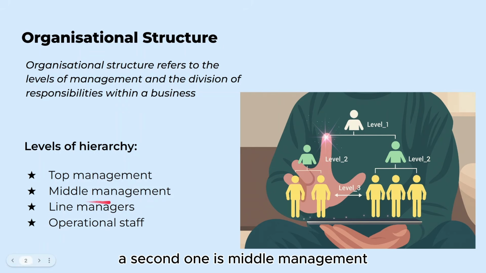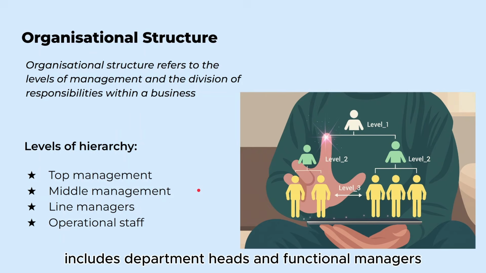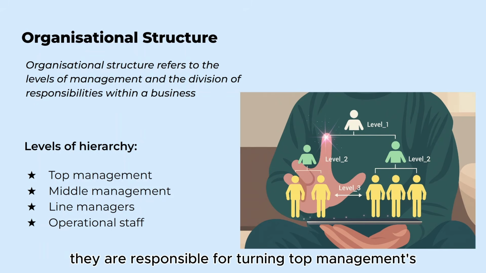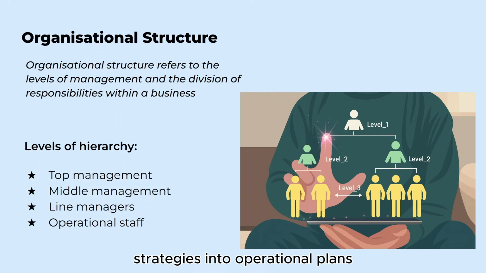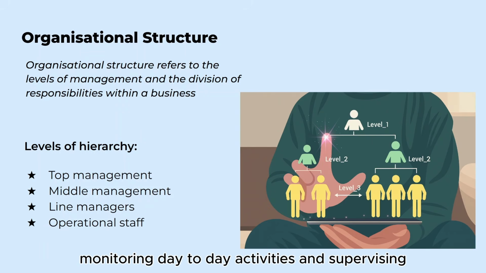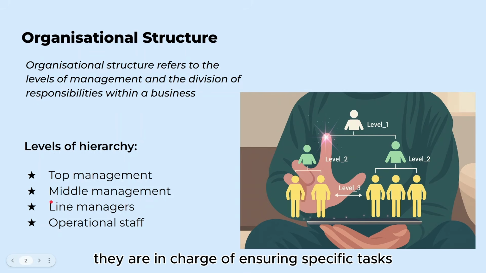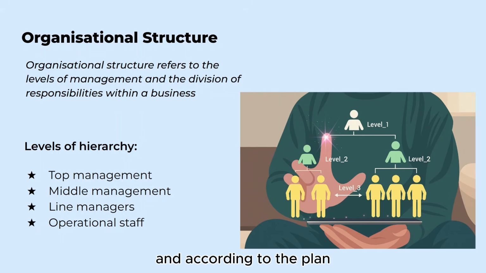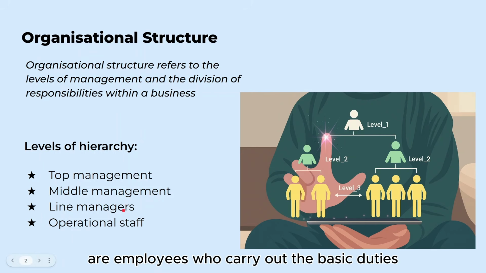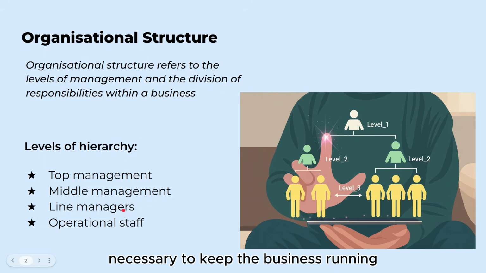The second one is middle management. It includes department heads and functional managers. They are responsible for turning top management strategies into operational plans, monitoring day-to-day activities, and supervising lower levels. Line managers directly oversee employees. They are in charge of ensuring specific tasks are completed efficiently and according to the plan. And the last one, operational staff, are employees who carry out the basic duties necessary to keep the business running.